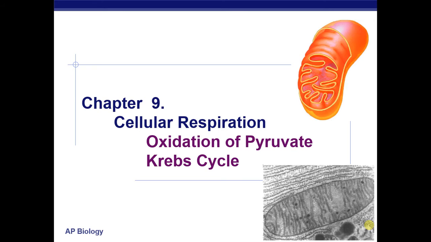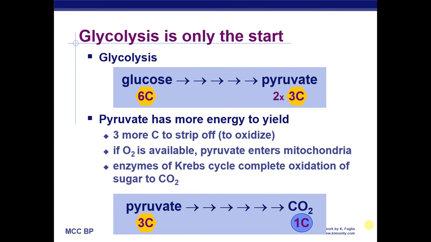And when we left off, we had looked at this process right here, going from glucose to 3 carbon molecules of pyruvate. But pyruvate has more energy to yield. There's 3 more carbons that we can oxidize.